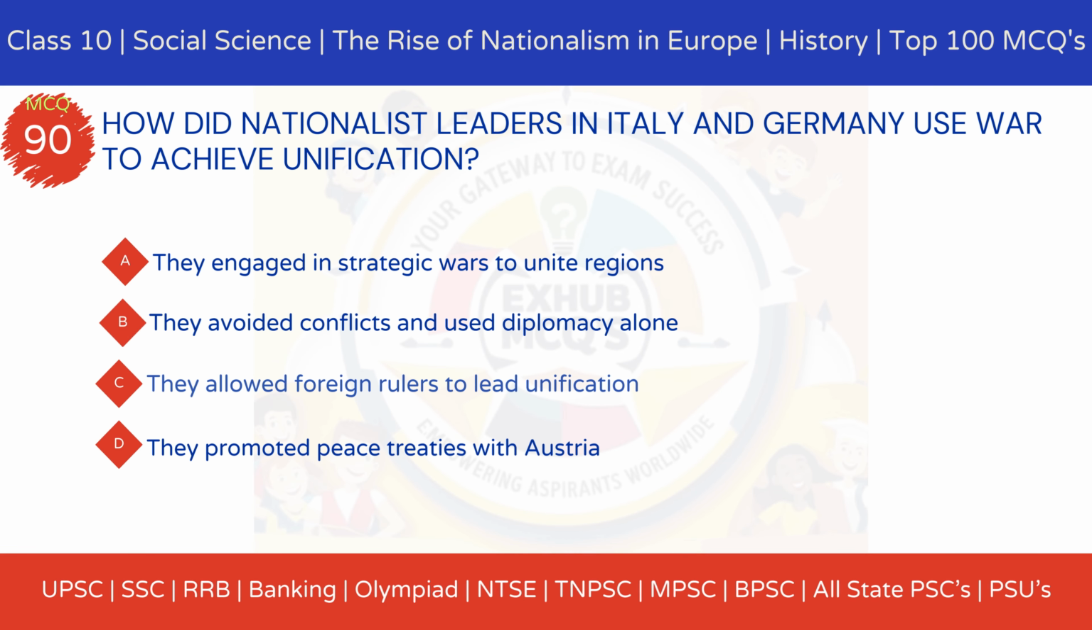MCQ 90. How did nationalist leaders in Italy and Germany use war to achieve unification? Option A. They engaged in strategic wars to unite regions. Option B. They avoided conflicts and used diplomacy alone. Option C. They allowed foreign rulers to lead unification. Option D. They promoted peace treaties with Austria.